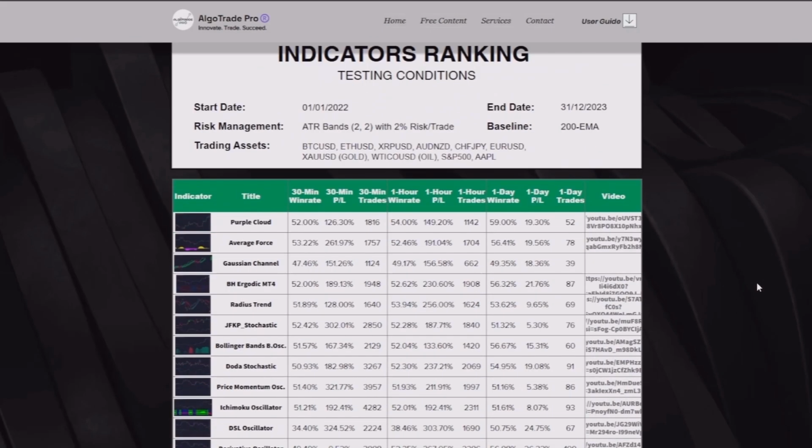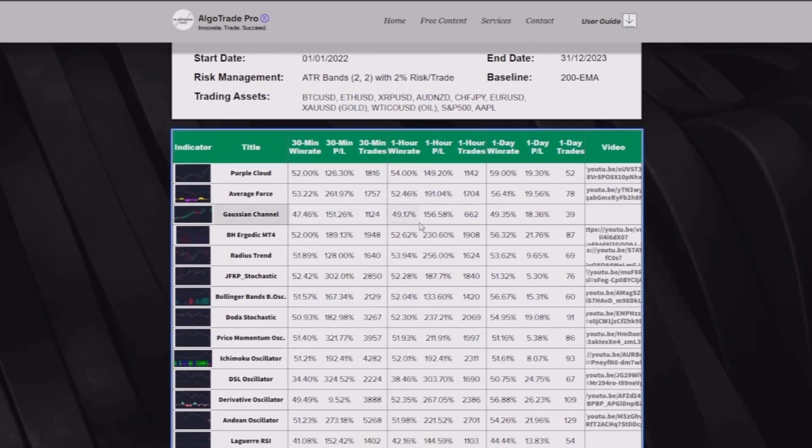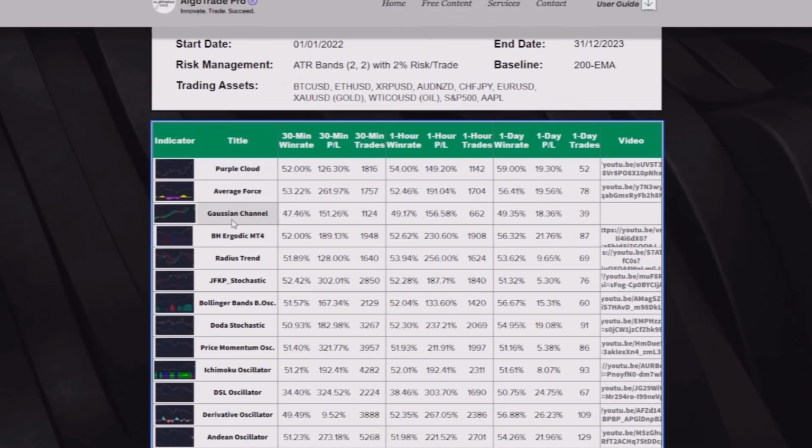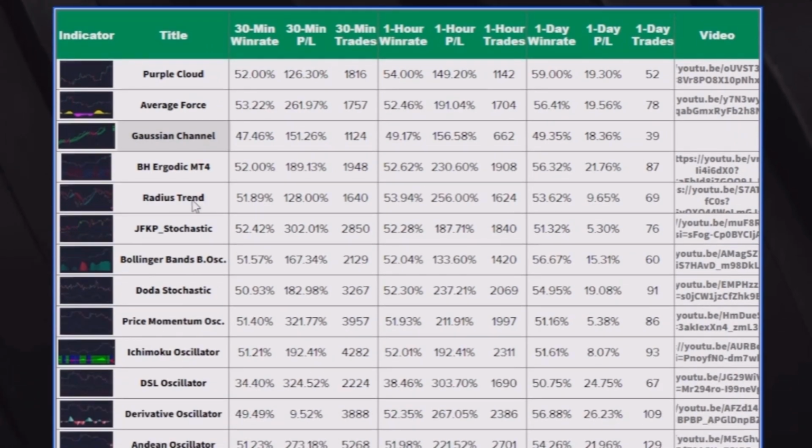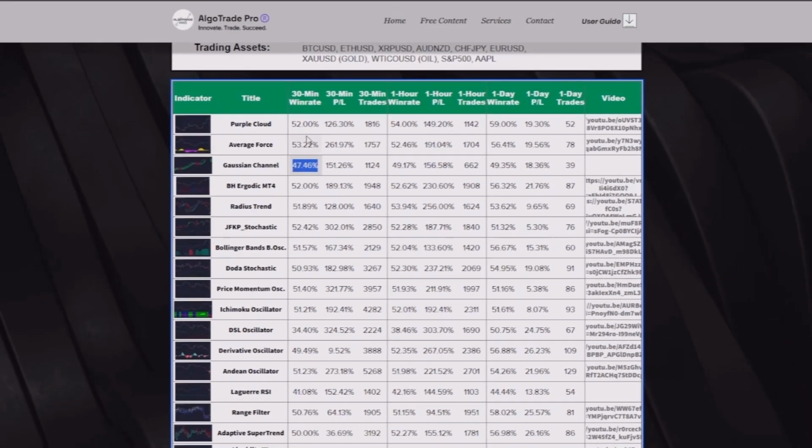After evaluating the Gaussian channel alongside other indicators in this series, I have decided to place it in the top 3 on our rankings table. While its win rate was slightly lower than some of the top performing indicators, the profitability per trade was significantly higher. Compared to other indicators at the top of the table, the Gaussian channel achieved higher total profits with fewer trades, making it one of the most efficient tools we have tested so far.